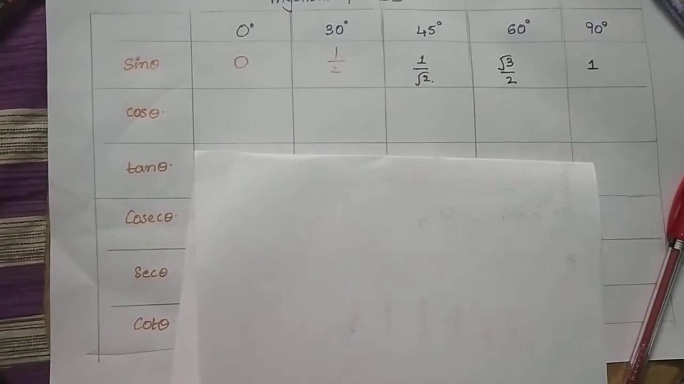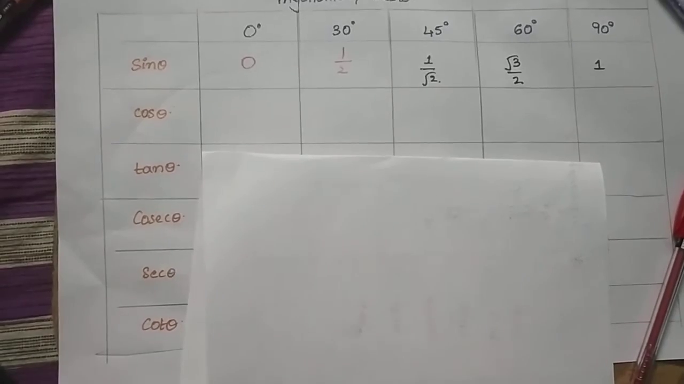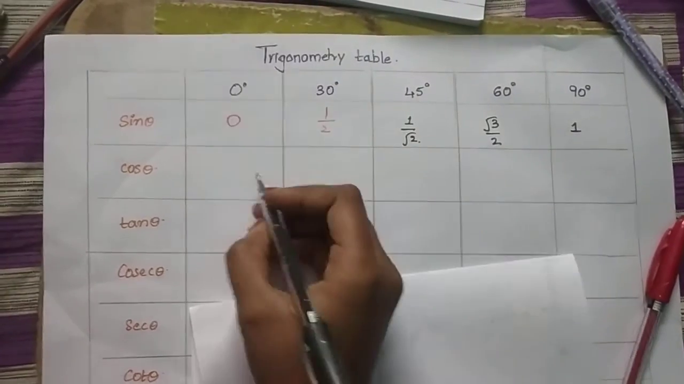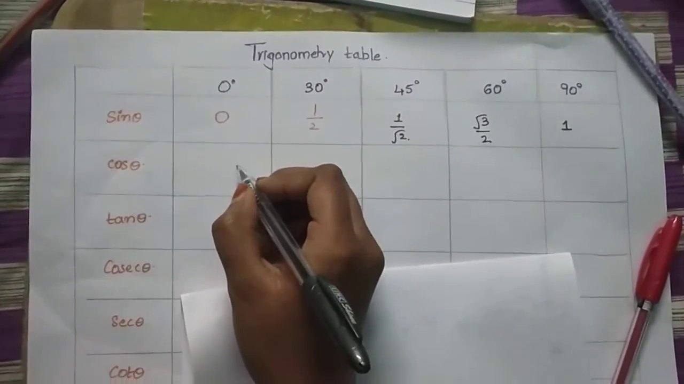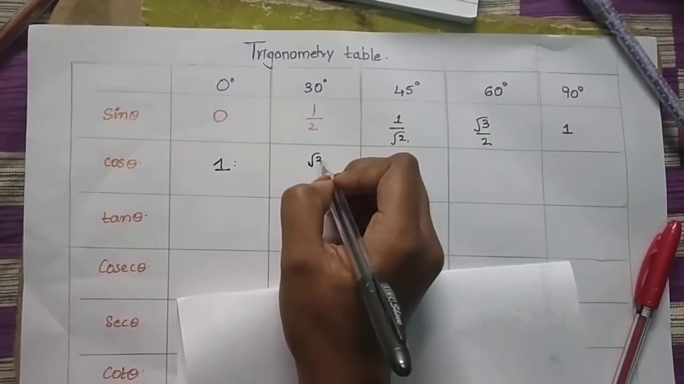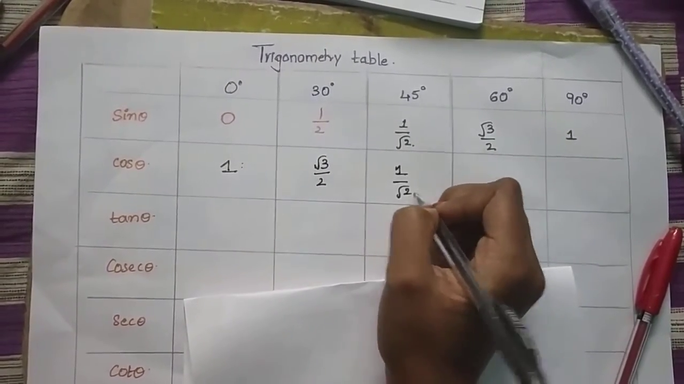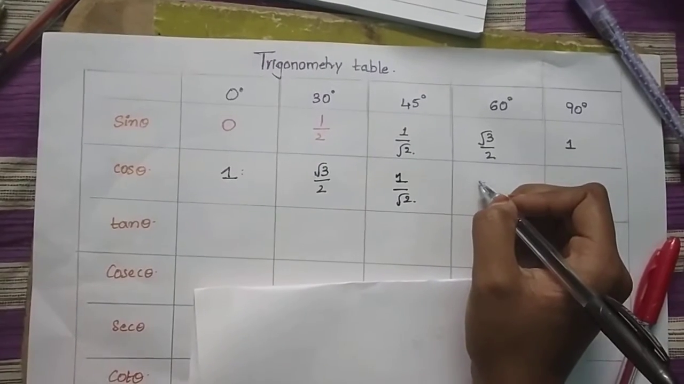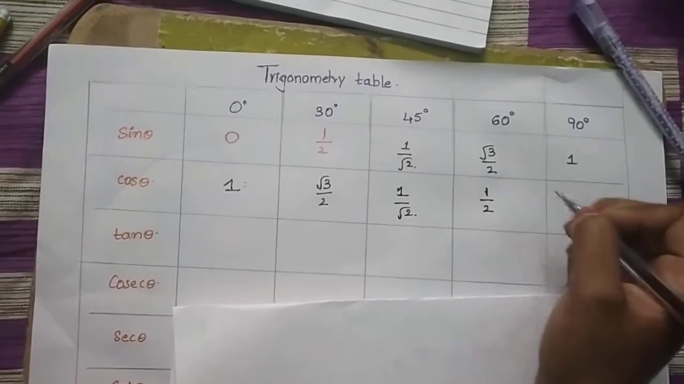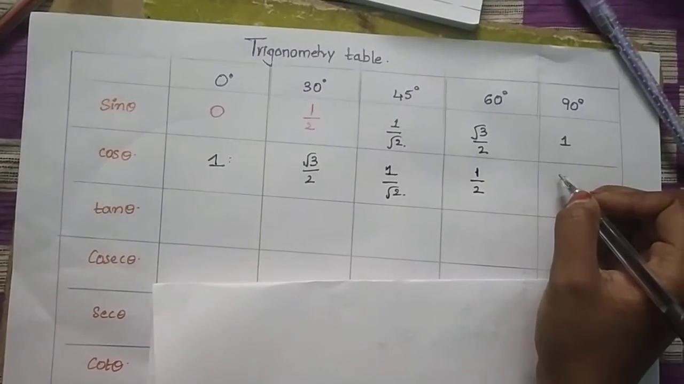So sin 90 degrees will be equal to 1. After getting all the values for sin, it becomes easy to proceed further. To get cos theta values, we have to reverse all the sin values. So reversing of sin 90 degrees will become the value for cos 0 degrees. So the value of cos 0 degrees is 1, and cos 30 degrees will be that of sin 60 degrees, and 45 degrees remains the same, and for 60 degrees, cos 60 degrees will be equal to sin 30 degrees, which is 1 by 2, and cos 90 degrees will be equal to sin 0 degrees, which will be equal to 0.